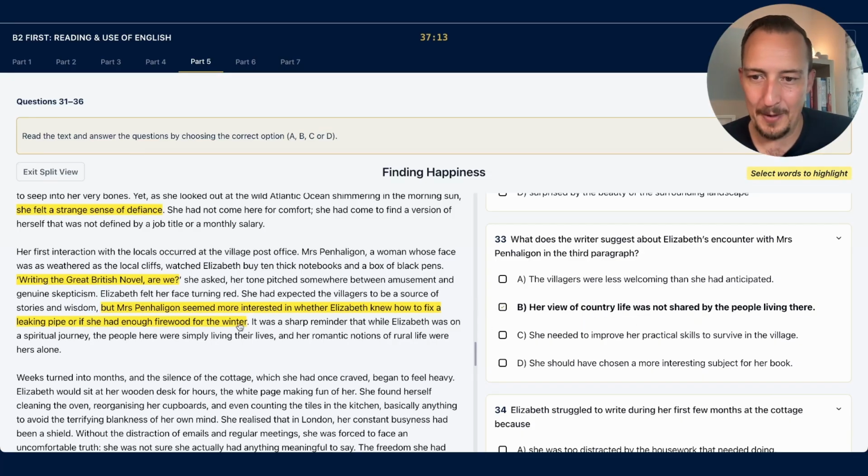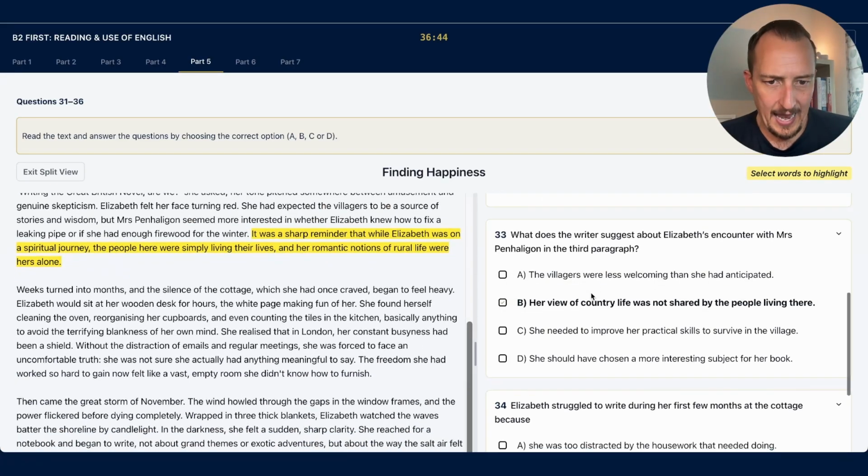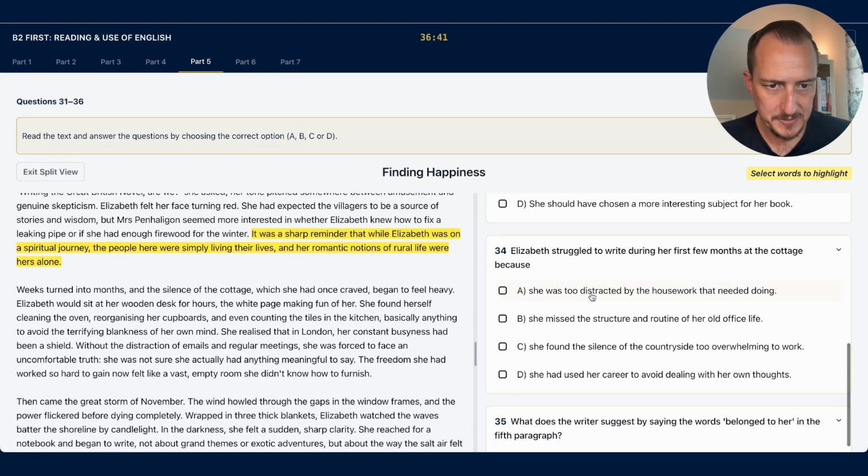But if you look here, she does say that her view of country life is not shared. So Elizabeth was on a spiritual journey, while people here were simply living their lives. So there's a difference. And her romantic notions of rural life, so she has a vision or an idea of what it's like, is not shared by the others. It says here, life were hers alone. So only hers. So her view of country life was not shared by the people living there is the correct answer for 33. Okay, let's see for navigation purposes.